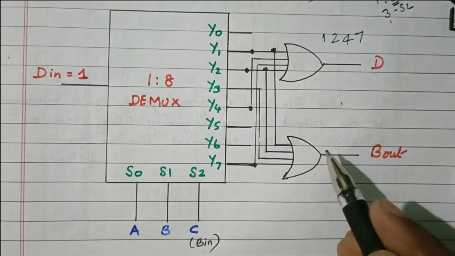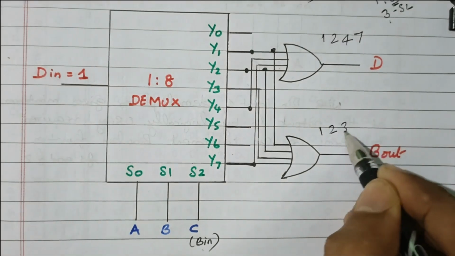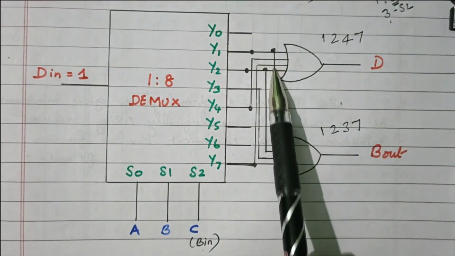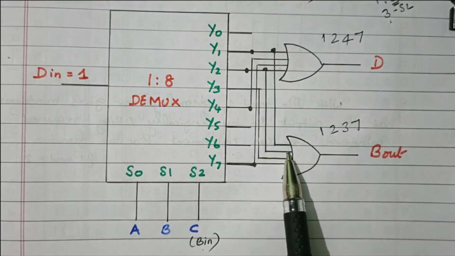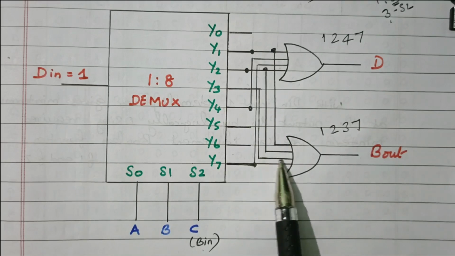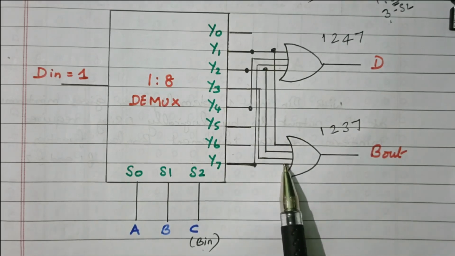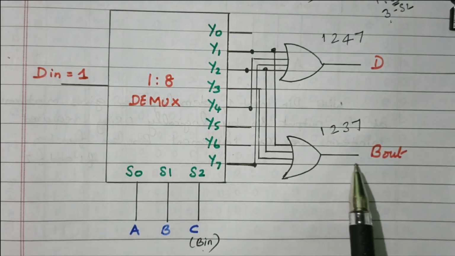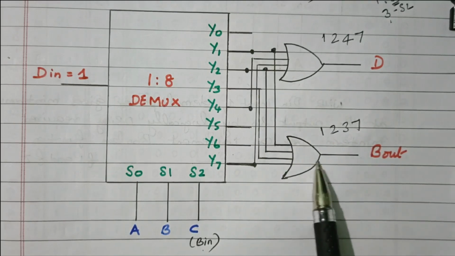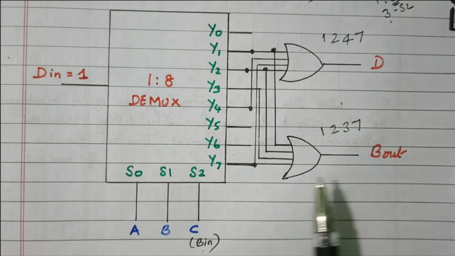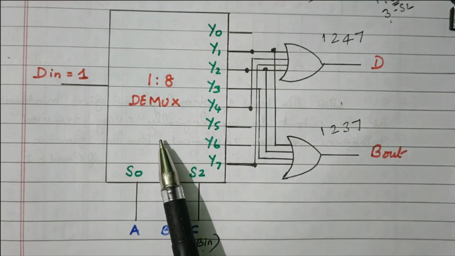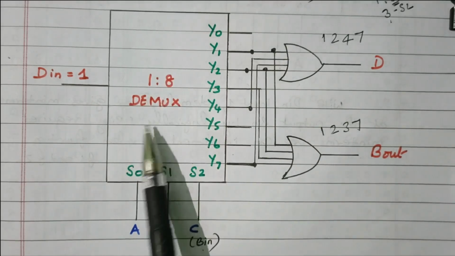Similarly, for borrow out, what do we need? 1, 2, 3, 7. Right? So this 1 is connected, here 2 is connected, then 3 is connected, then 7 is connected. Right? So 1, 2, 3, 7. So here this is the sum of min terms, so an OR gate is used. We got the borrow out. Right? So we implemented the full subtractor using the demultiplexer.